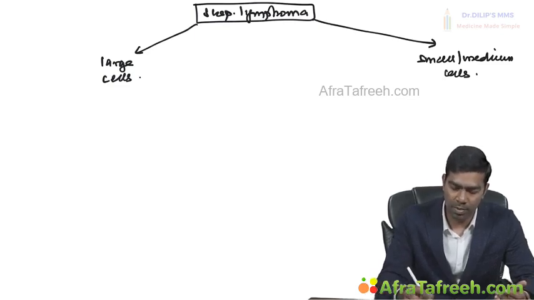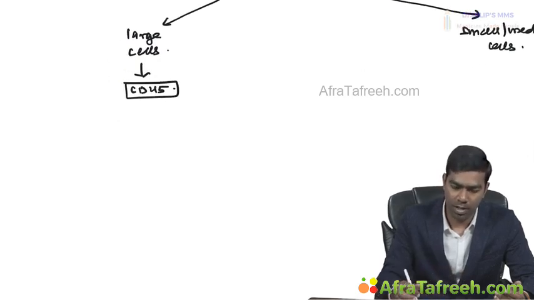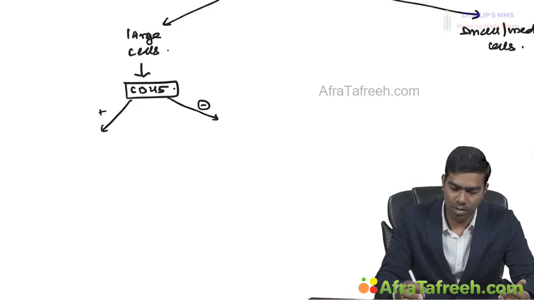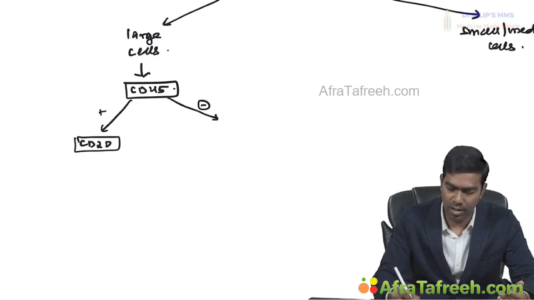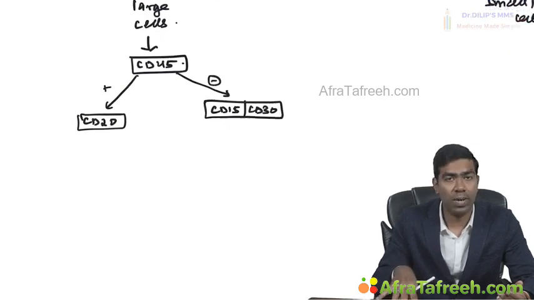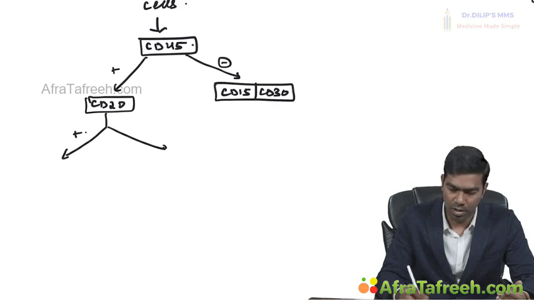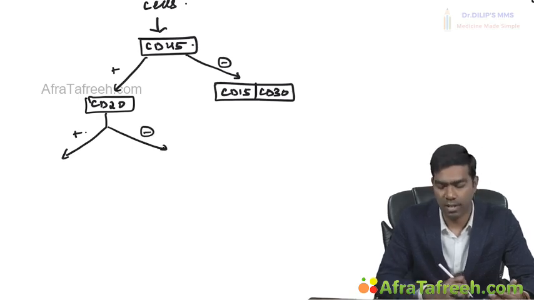If you are seeing predominantly large cells, do CD45 first. CD45 will be the first step to do. CD45 can be positive or negative. If CD45 is positive, then you do CD20 testing. That's what we do next. If CD45 is negative, you can do CD15 and CD30 testing.